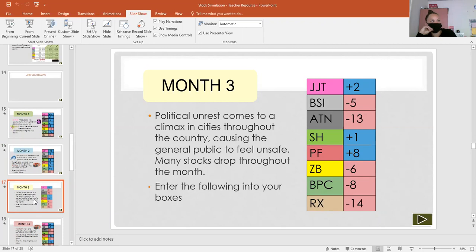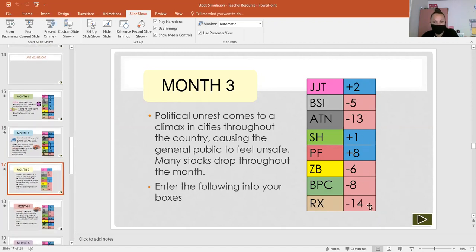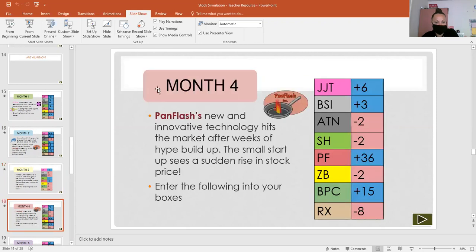Political unrest comes to a climax in cities throughout the country. That may or may not sound familiar. We went through some stuff with a lot of protest about a year ago. So it just shows how things can affect it. And again, these are dollar price changes. Month 4, also the color matches.